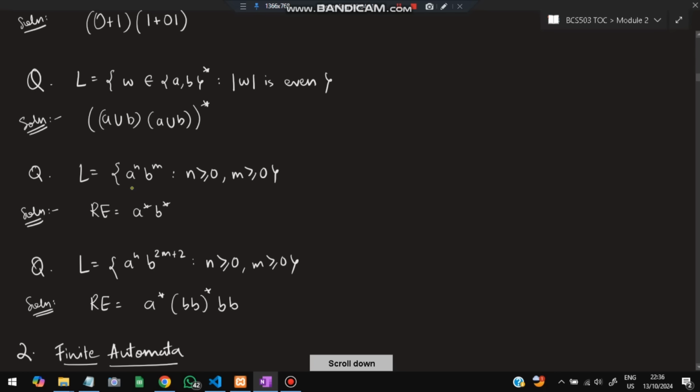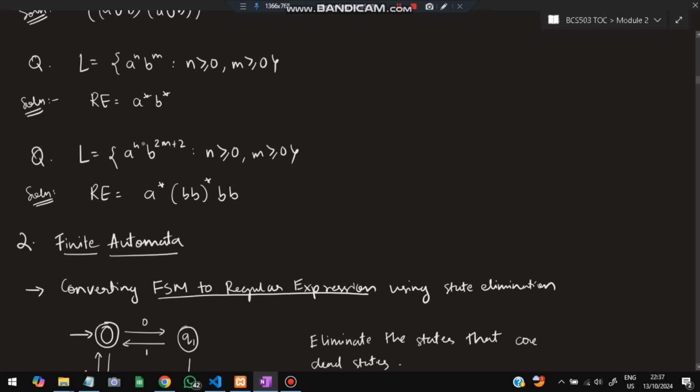Then in a power n, b power m, it is star and star. No matter how many times you want, you can repeat it. It can be 0 also. If it was given as n greater than or equal to 1, m greater than or equal to 1, in that case at least 1 should be there, right? So here I will take plus instead of the star sign.